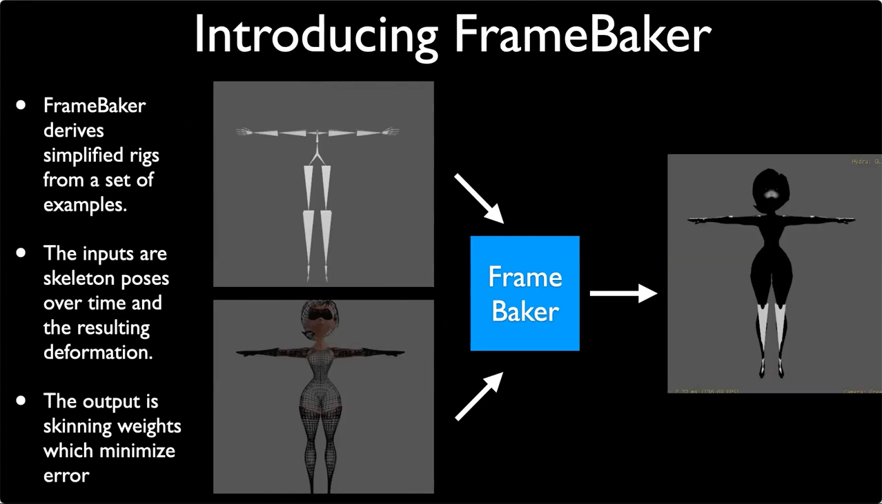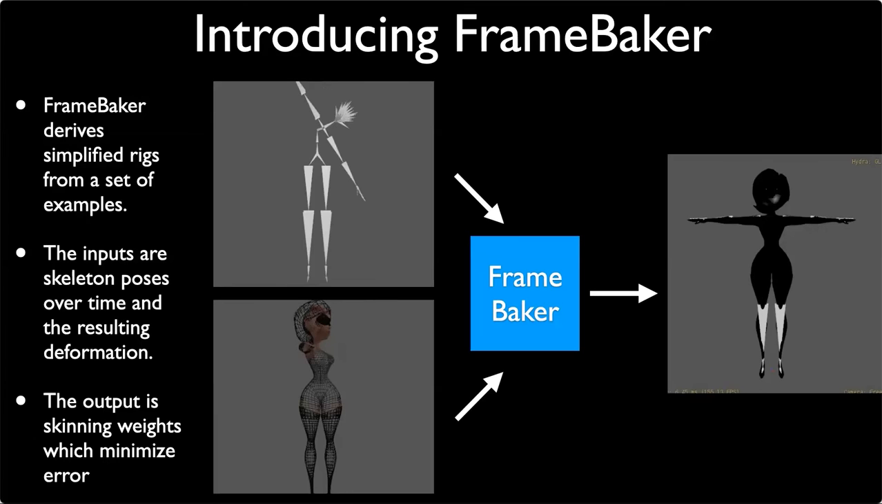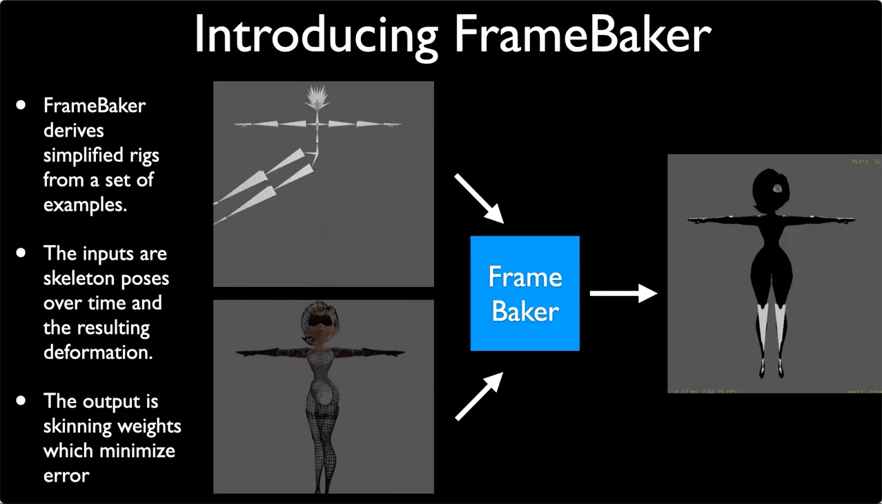What it does is exercises every degree of freedom in the rig and does non-negative least squares optimization to solve for the skinning weights that would best deform the rest geometry to closely match the example arbitrarily complex rig. So it's kind of like a rig baking technique. And you can see on top is the training poses. On the bottom is the resulting mesh.